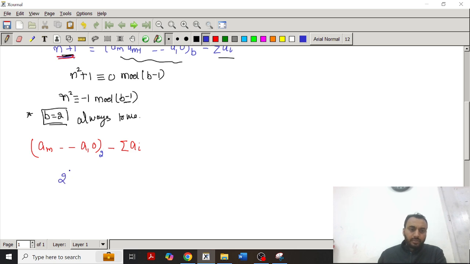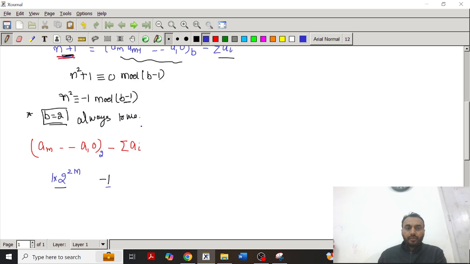So if I am writing one number 2 power 2m, so I can say it is 1 into 2 power 2m, right? So if I pick this number, then summation of ai is minus 1, na? Because 2 power 2m number has a sum of digits 1.